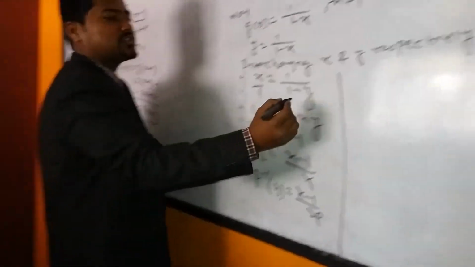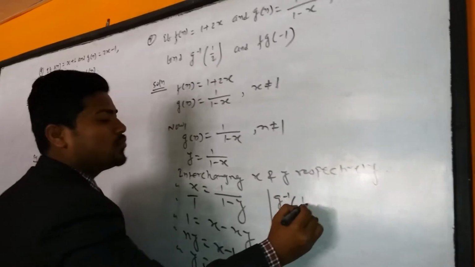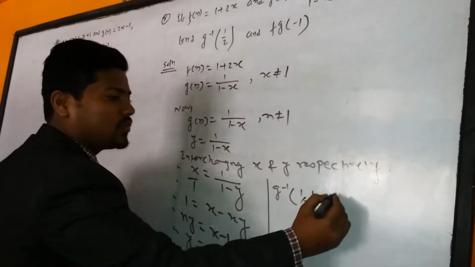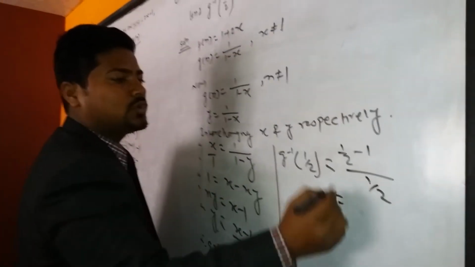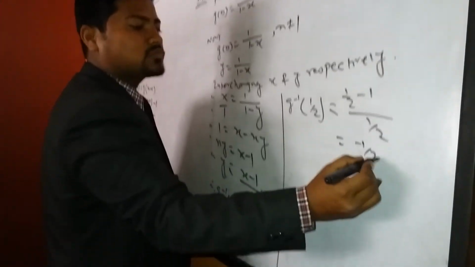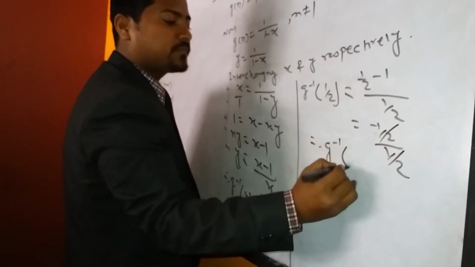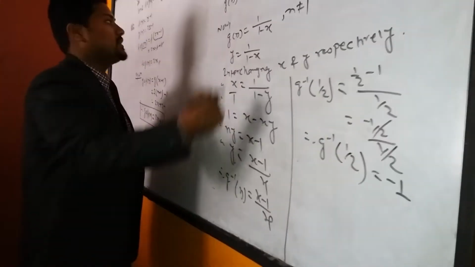But what is the question asking? The question is asking to find g inverse of 1 by 2. So g inverse is this. In the place of x, what can we write? 1 by 2 minus 1, and in the place of x we write 1 by 2. So 1 by 2 minus 1 means what will become? Minus 1 by 2 upon 1 by 2. They are cancelled, but what will become? Minus 1. So g inverse of 1 by 2 is minus 1.